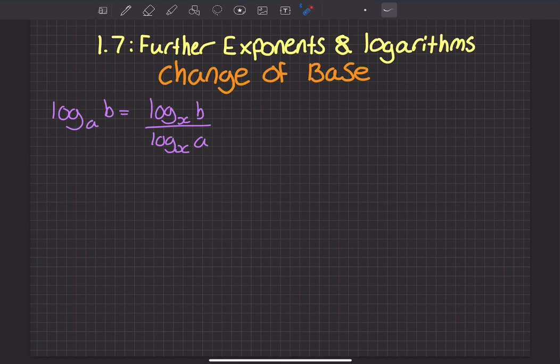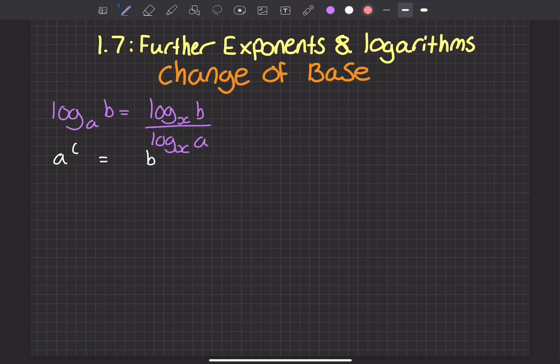All right, and I'll do the proof now. You don't need to know the proof, but it's pretty nice to know. And I'll explain why it can be any base. But anyways, let's say log a of b is c, right? So if we rewrite it, we'll have a to the power of c gives us b, right?